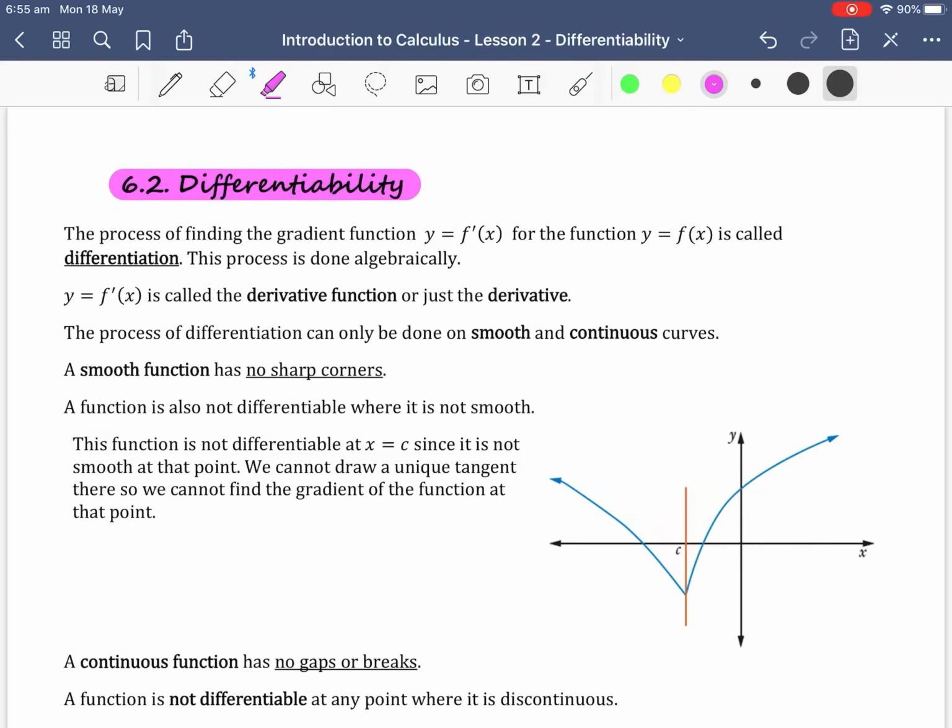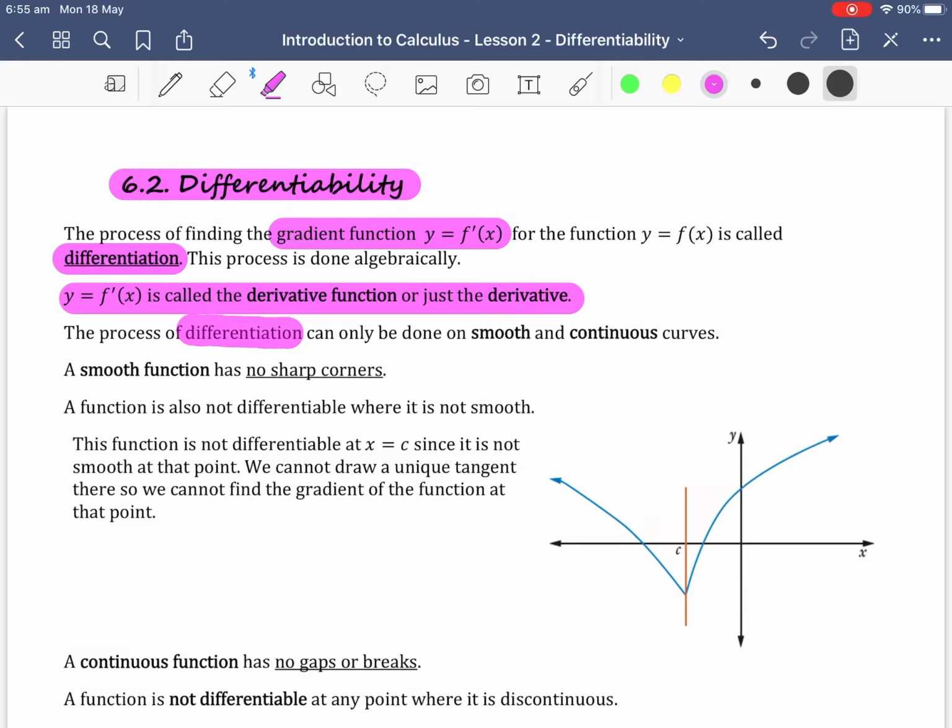Today we're continuing on with the topic of Introduction to Calculus and we're learning about differentiability. The process of finding the gradient function y equals f dash x for the function y equals f x is called differentiation. This process is done algebraically. y equals f dash x is called the derivative function, or just the derivative.